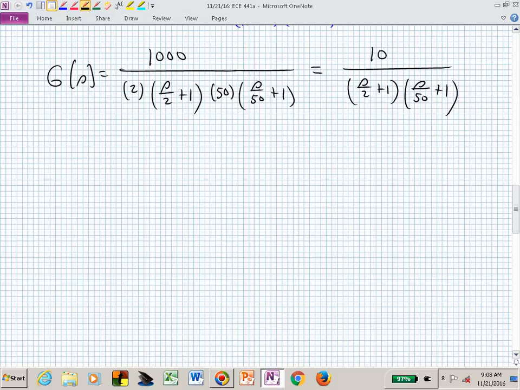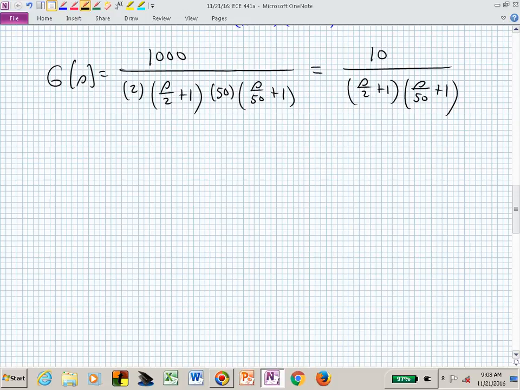But now what do I have? Do I have any poles or zeros at the origin? Those are the terms that give me information at all frequencies. Do I have a pole or zero at the origin in this transfer function? No, so that makes this transfer function a little easier to sketch, maybe.